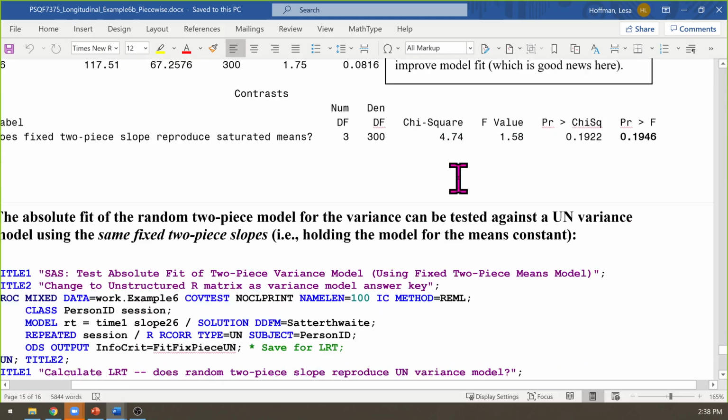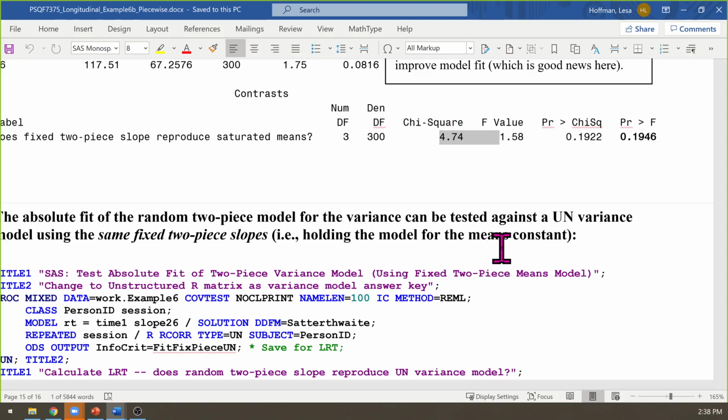So note the correspondence between these things here. If I take my F and multiply it by numerator degrees of freedom, I get a chi-square. So it's the same thing either way. The difference is whether or not the test distribution uses denominator degrees of freedom.